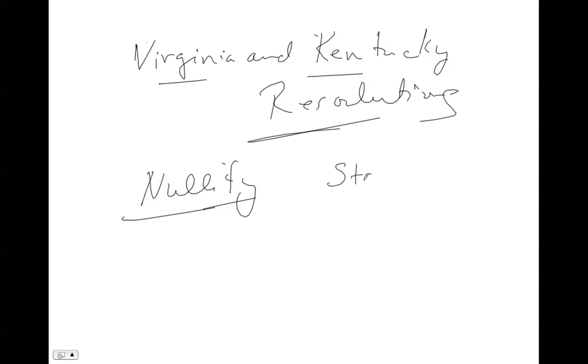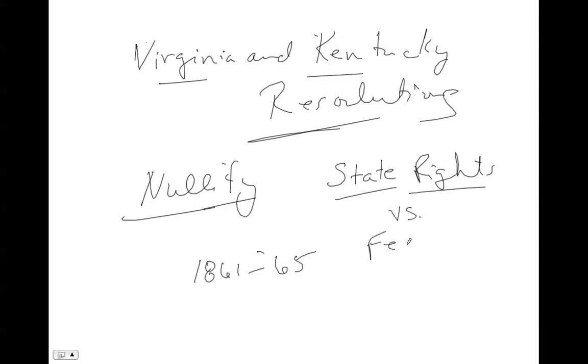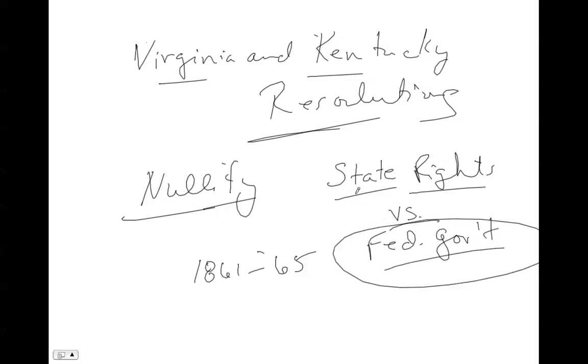It was the first glimpse at the beginnings of the Civil War. Now remember, the U.S. Civil War was from 1861 to 65. And again, it was like states' rights versus the power of the federal government. Okay, and how powerful the federal government would become, what the states could do and could not do.